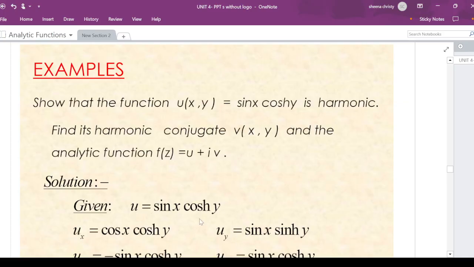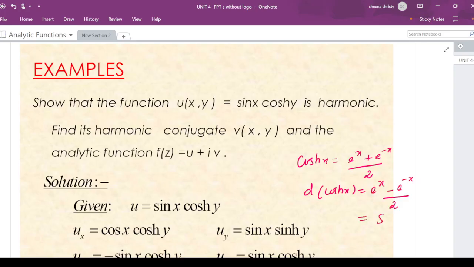Now differentiate u with respect to y. So treating x as constant, sin x into differentiation of cos hyperbolic y. In previous lectures itself I have shown it. Cos hyperbolic x can be written as e power x plus e power minus x divided by 2. So differentiation of cos hyperbolic x is going to be e power x minus e power minus x divided by 2. This gives you sin hyperbolic x. Differentiation of cos hyperbolic y is going to be sin hyperbolic y.